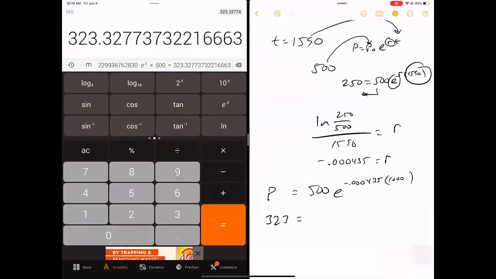Man, that doesn't seem like we lost that much, right? And the reason why is, remember, it's 1,590 years to get to half. Well, we weren't even close to that. So we didn't end up with half. We ended up with more than half.